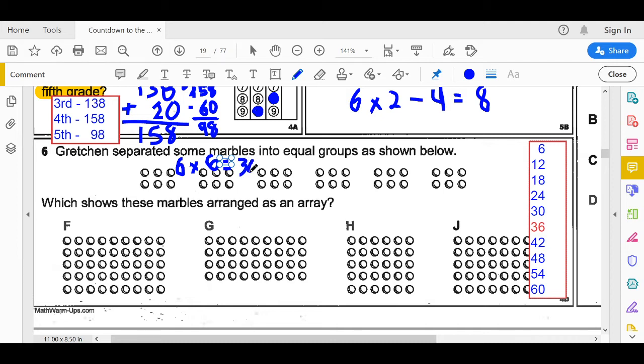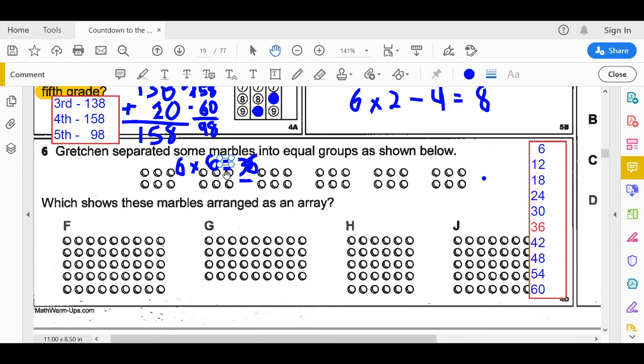And the question here says, which shows these marbles arranged as an array. So we need to find an array from these 4 options that has 36. That's what we need to find.